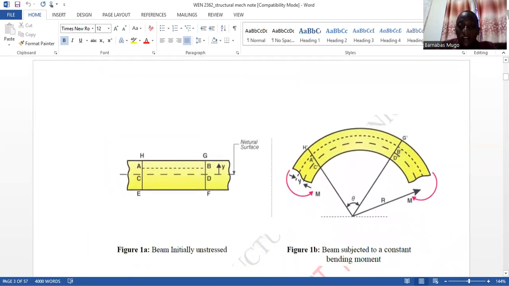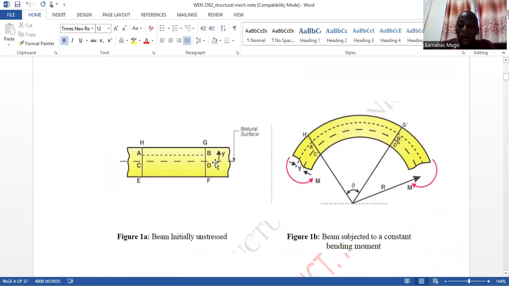And as I have just talked about in this diagram, we have diagram number A where the beam is initially straight. And the beam is unstressed, meaning that there is no force acting on it. And then when there is loading, we can observe that the beam is going to bend, as you can see from diagram number B. And we have different parameters such as R, which is the radius of the curvature, M, which is the bending moment, Y, which is the distance from the neutral axis, which is CD, and AB is the layer under consideration.